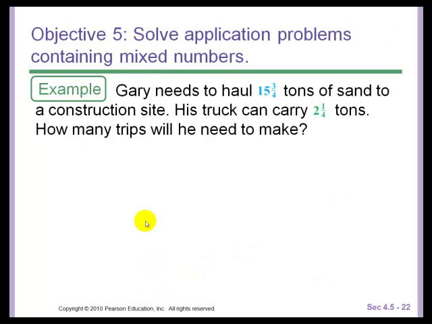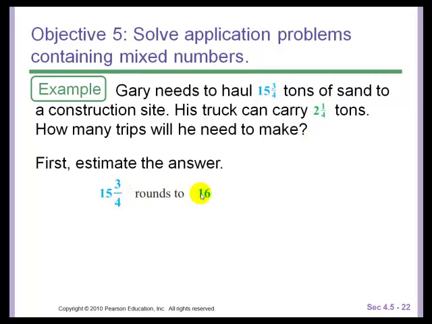Now we will get into our applications involving mixed numbers. Gary needs to haul 15 3/4 tons of sand to a construction site. His truck can carry 2 1/4 tons. How many trips will he need to make? It is often easier to get a handle on the problem if you estimate to whole numbers first. So 15 3/4 is closer to 16, 2 1/4 is closer to 2. So basically he's got 16 tons of sand.